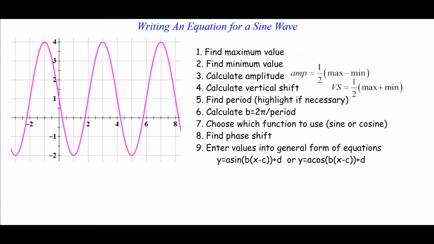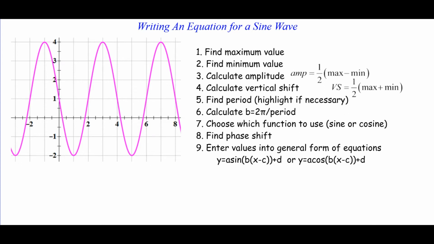All right, so we pull all this together, then we want to take it one step further and be able to write the equation of the graph. So I want to find my maximum, minimum values, then we're going to calculate to find my amplitude, my vertical shift. We're going to find that period, highlight if we have to. Once we do that, we're going to calculate our b value. And then we can write any graph in terms of sine or cosine, so then we're going to determine which one we're going to use. We're going to find the phase shift for that, and then we're going to write it into the general equations, which are given here: a sine, b, x minus c plus d, or same for cosine.